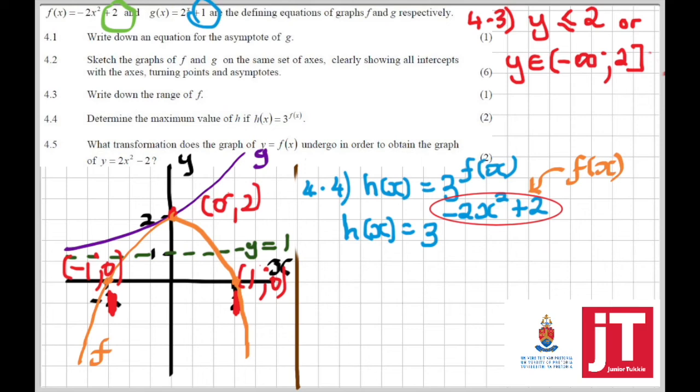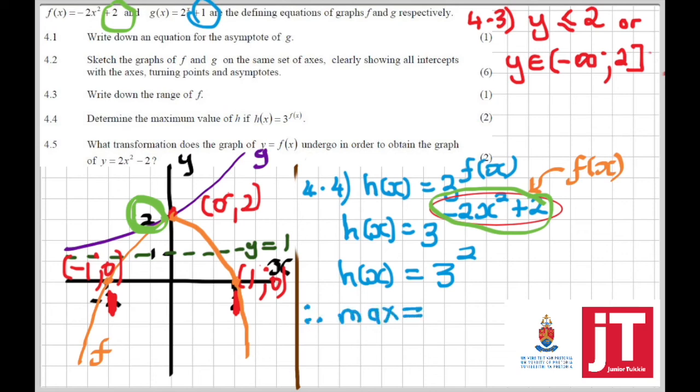So in place of that, I can have h of x is equal to 3 to the power 2. Where is the 2 coming from, one might wonder. The 2 is that 2 that we're seeing right there from the graph. That is the maximum of our graph, which we then substitute in place of that function, resulting in 3 squared, leading to a maximum value of 9. Pretty much straightforward.